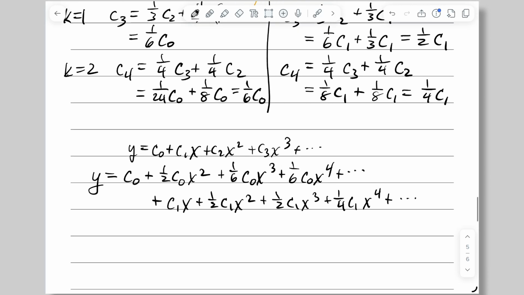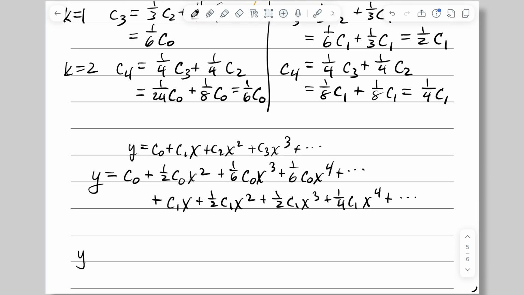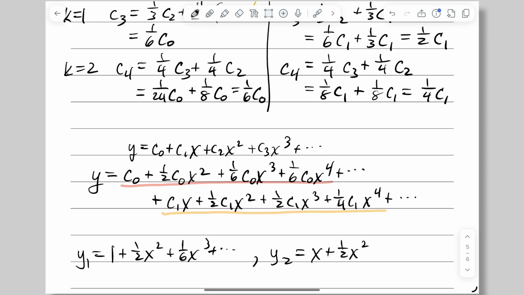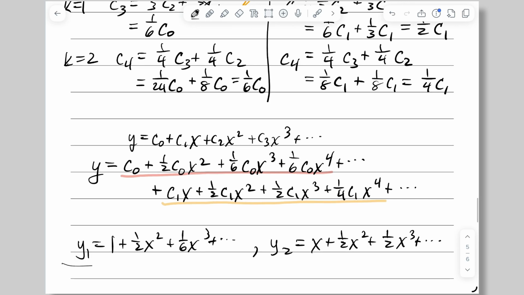I won't take the step of factoring out the c0 and the c1. I'll just write down that y1 is equal to all of the terms that we see that have the c0 in them. y2 is going to be all the terms that we see that have the c1 in them, but I'm not going to write the constants because our solutions are what we would put together for the superposition solution. So y1 is equal to 1 plus 1/2 x squared plus 1/6 x cubed, and I am going to cut it off there, comma, y2 is equal to x plus 1/2 x squared plus 1/2 x cubed, and I'll cut it off there. Both of them get the plus dot dot dot.